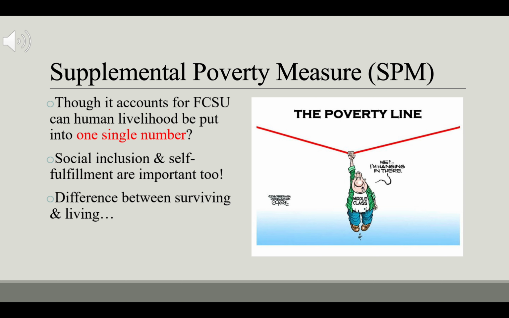The SPM still only uses FCSU costs when calculating the threshold. Though individuals may be able to pay for all their food, clothing, shelter, and utilities, there are other things that are going to contribute to livelihood. People should have enough money to feel like they can participate in society and have self-fulfillment. We believe that these aspects are critical to think about when discussing poverty and believe that our poverty measure accurately includes them.